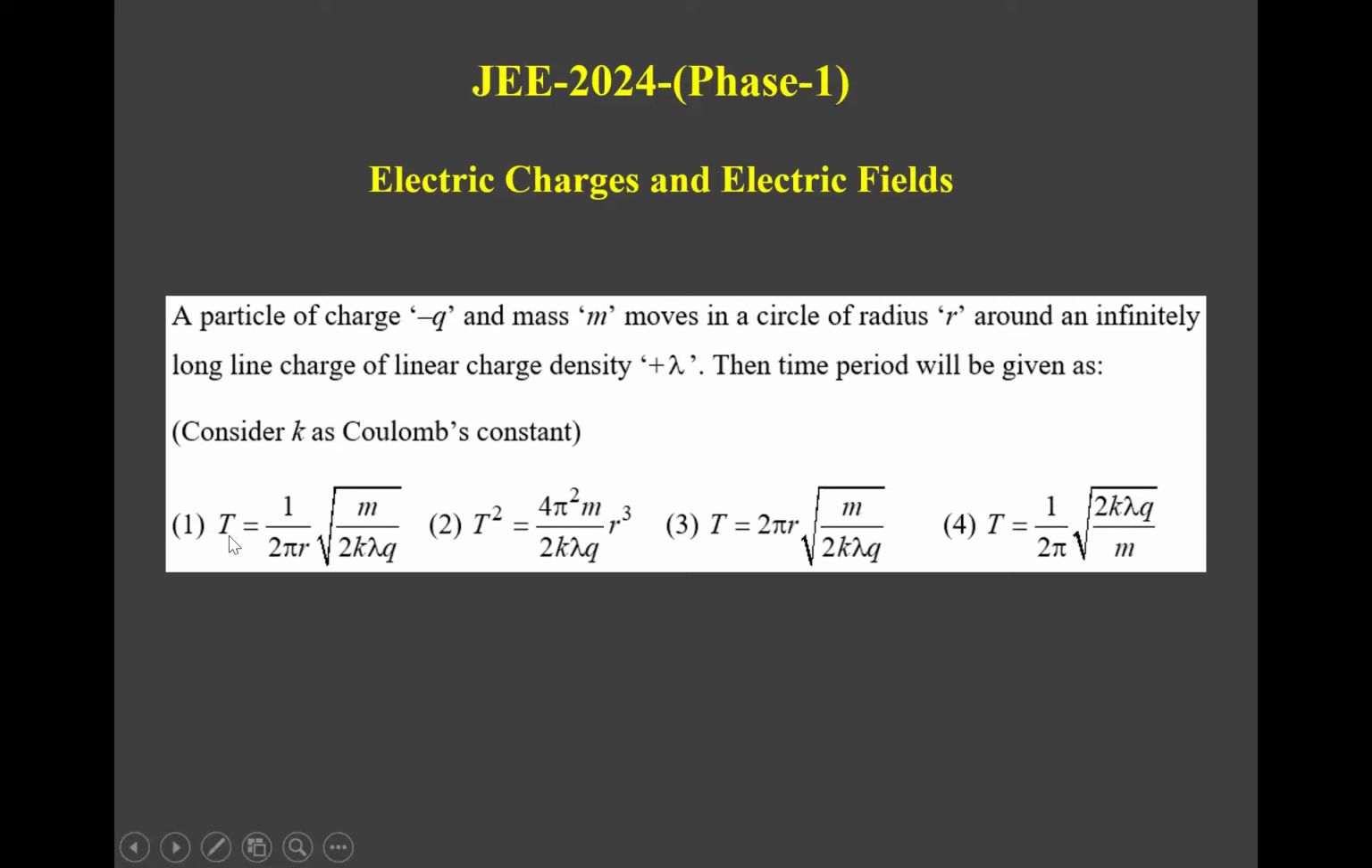Option 1, T equals 1 upon 2 pi r under root m upon 2k lambda q. Option 2, T square equals 4 pi square m upon 2k lambda q into r cube. Option 3, T equals 2 pi r under root m upon 2k lambda q. Option 4, T equals 1 upon 2 pi under root 2k lambda q upon m.